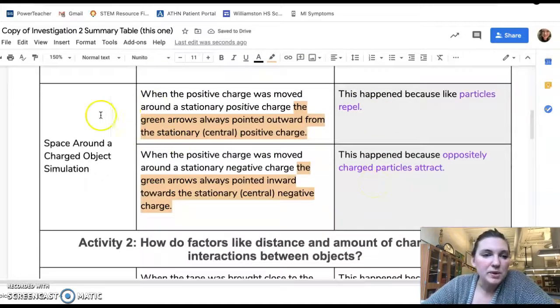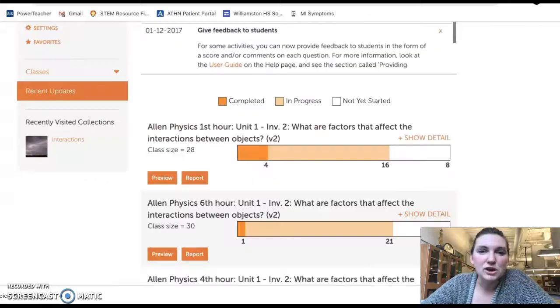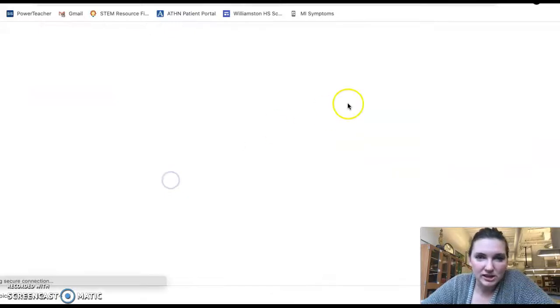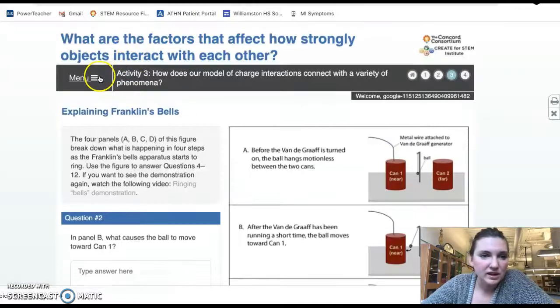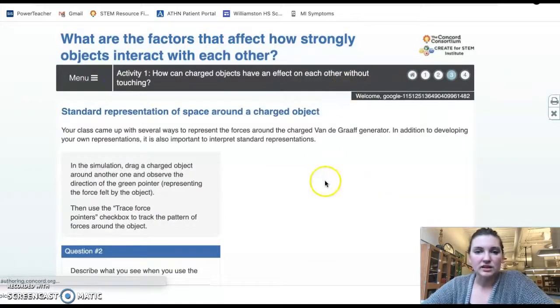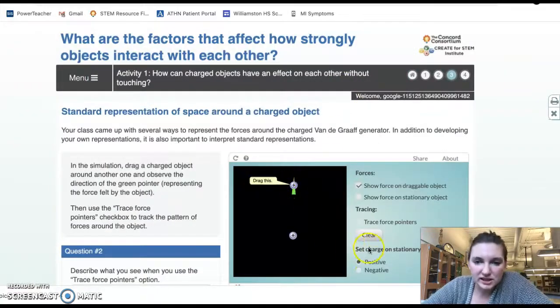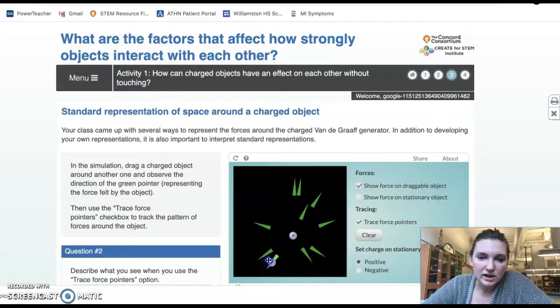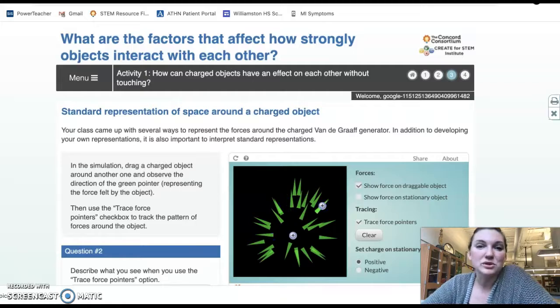Okay? So then we had the space around a charged object simulation. Let me get in there. Okay, so that one looked like this, and we could trace the force pointers. So we had all these lines that consistently line up pointing away from that central stationary point, okay?